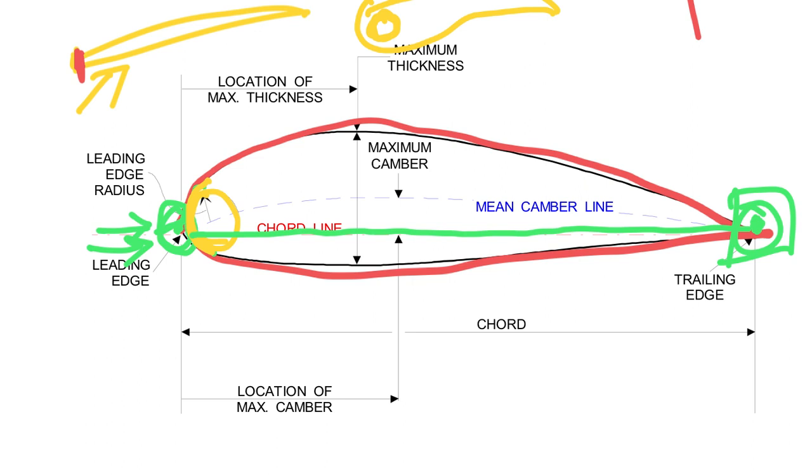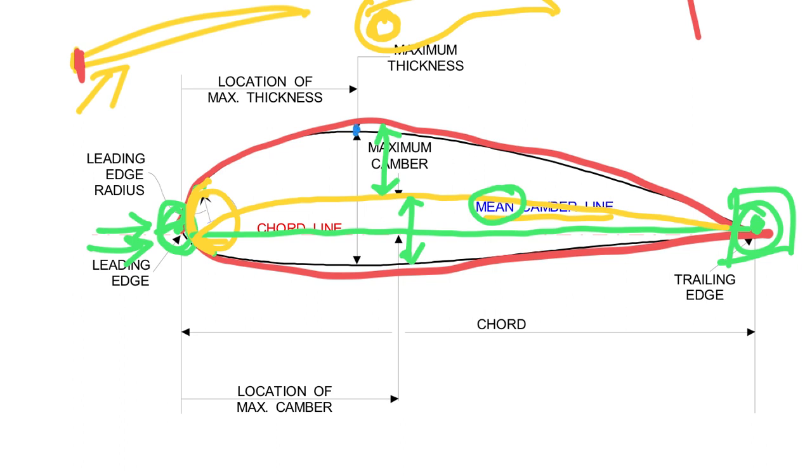And there is something called the camber line, or the mean camber line. So what is the mean camber line? The mean camber line is the curved line which is equidistant from the upper surface and the bottom surface. That means you see this yellow line, the mean camber line, the distance from the upper surface and the distance from the lower surface is equal. So that is why it is called the mean camber line.